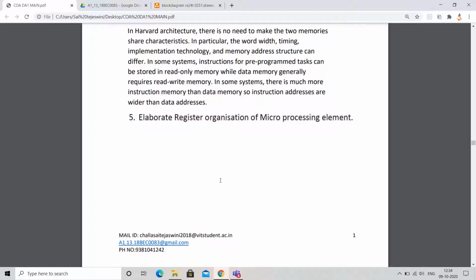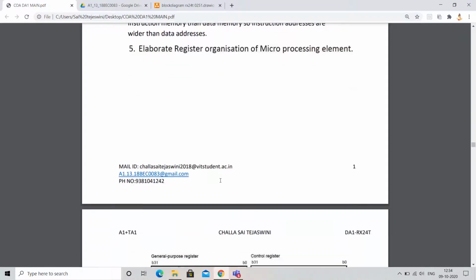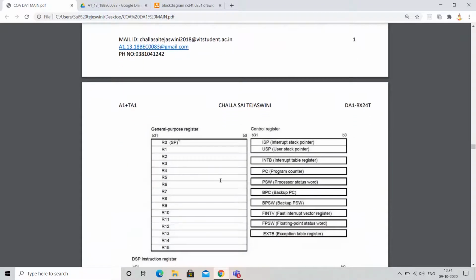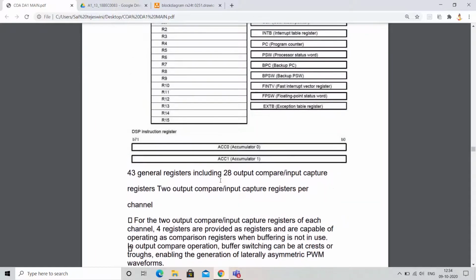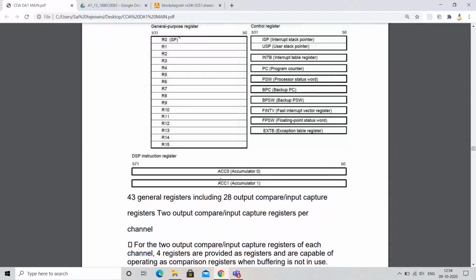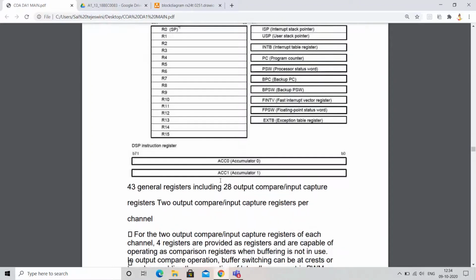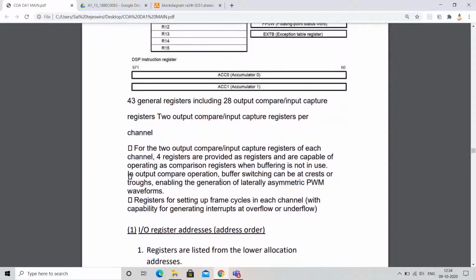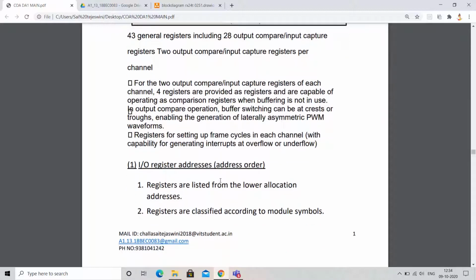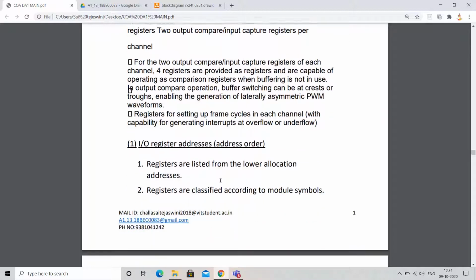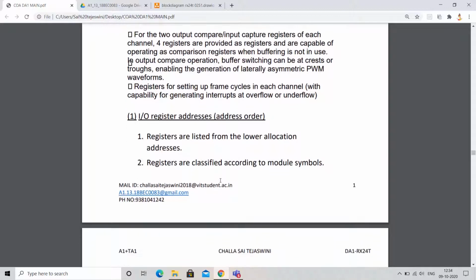Elaborate the register organization of the microprocessing element. There are 43 general registers including 28 input-output registers and 2 registers per channel. Here you can see the general purpose registers, control registers, and DSP instruction registers. Input-output register addresses: registers are listed from lower allocation addresses. These are classified according to module symbols.